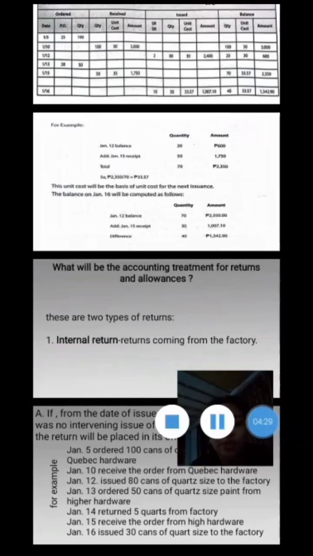The balance of January 16 will be computed as follows. On January 12, the balance is 70 pieces, and the amount is 2,350 pesos. Then you deduct the January 16 issuance, which is 30 pieces, and the amount is 1,007.10. So, the difference is 40 pieces, just like what I said earlier.